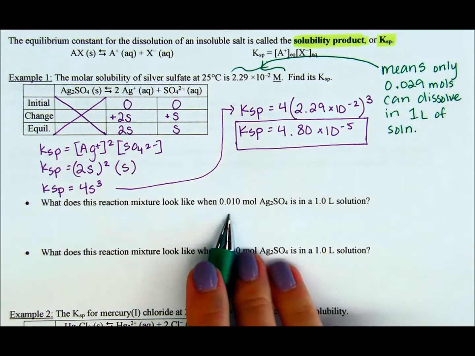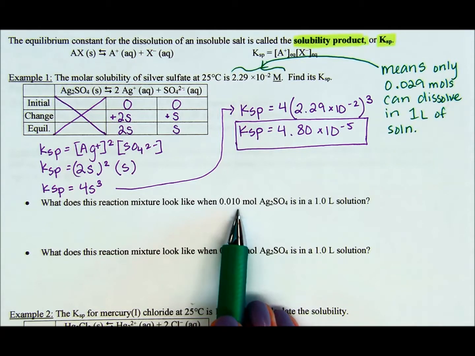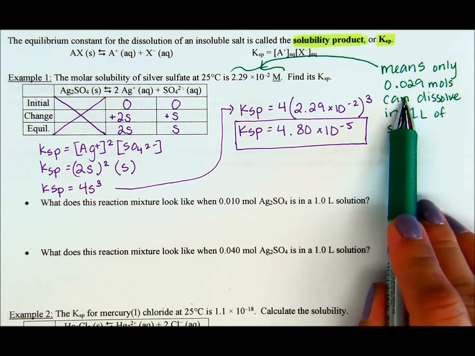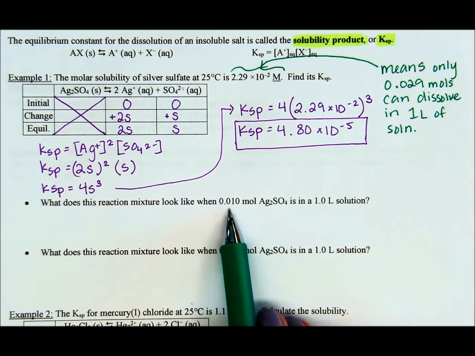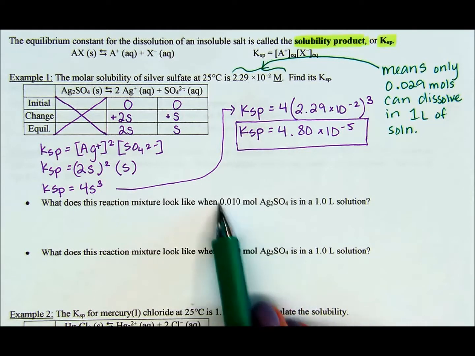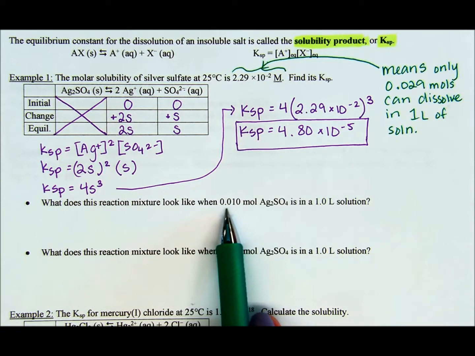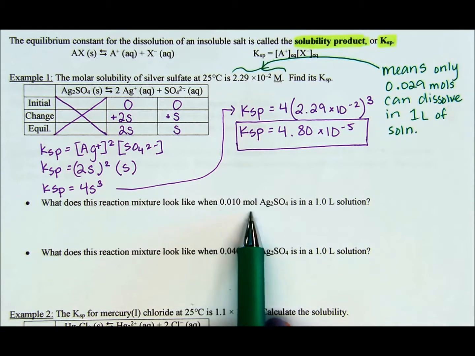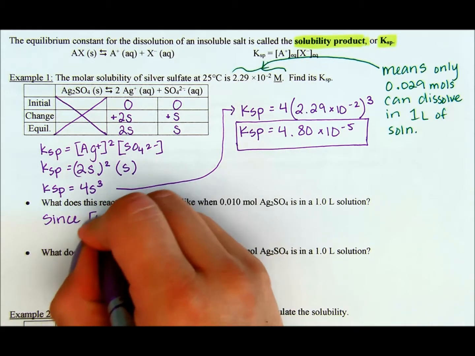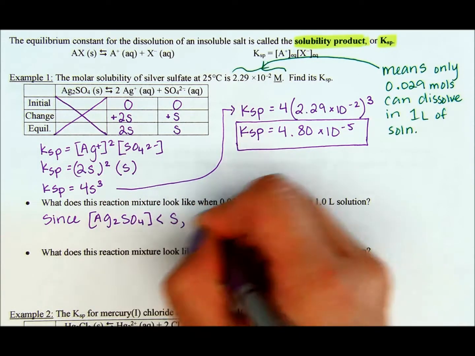So let's compare that with what we're putting here. We're saying that we are going to put 0.010 moles of silver sulfate in a 1 liter solution. Well, we can dissolve up to this much, 0.029, and we're only going to put 0.010, so we're putting a lot less than can dissolve. So that means that since this amount is less than the molar solubility up here, all of it's going to dissolve. All of this 0.01, and then some can still dissolve. So since the concentration of our silver sulfate is less than S, all of the salt will dissolve.